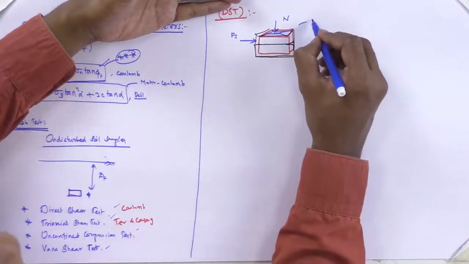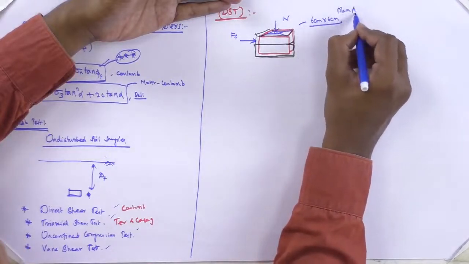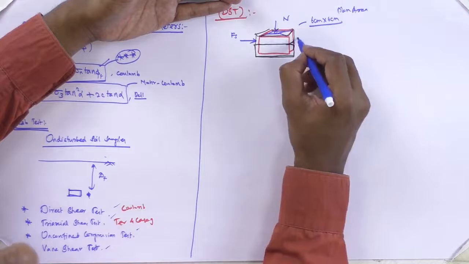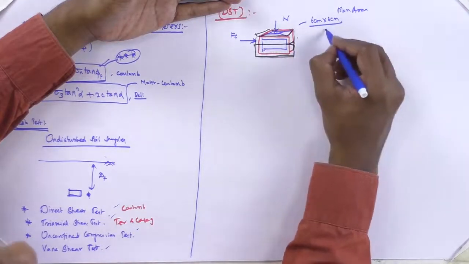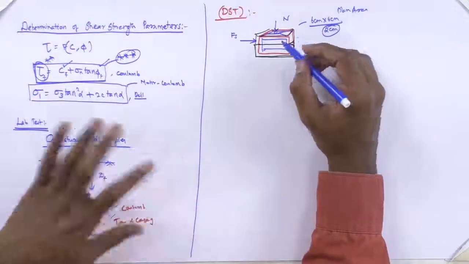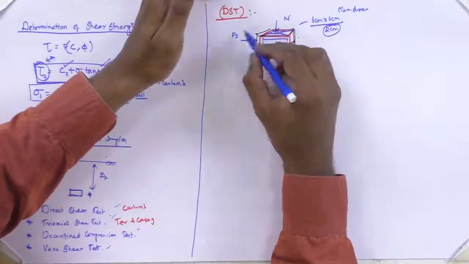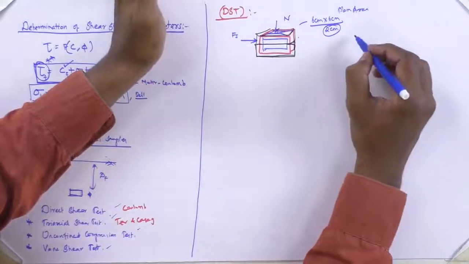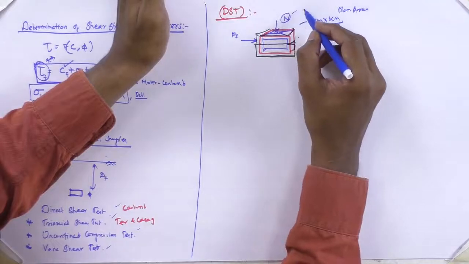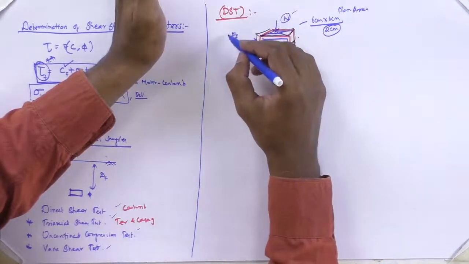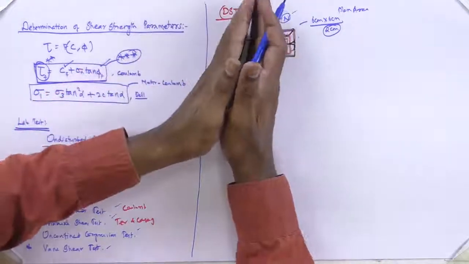Usually it has a 6 cm by 6 cm plan area, and the soil sample has a depth of 2 cm. The sample is collected, loaded, and the frictional force applied. In different trials, with normal loads N1, N2, N3, we do the test, and the shear force is measured. This is exactly what Coulomb has done.